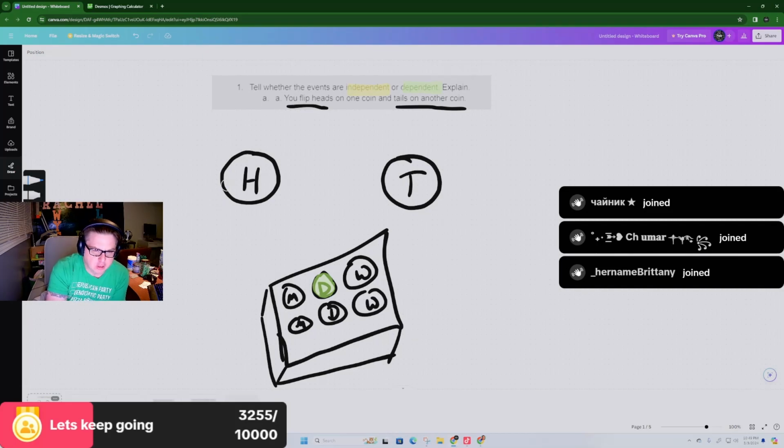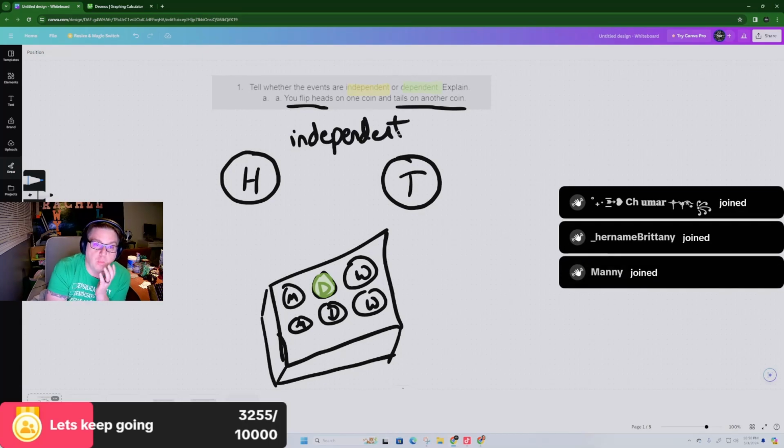If I flip this coin and I get heads, and then I flip this coin and I get tails, these have no connection with each other. So I can independently flip these. So this is an independent event.